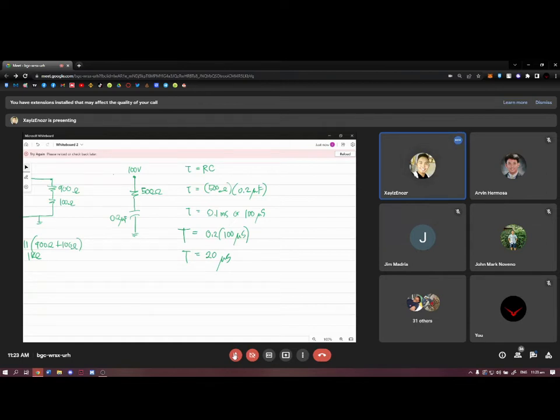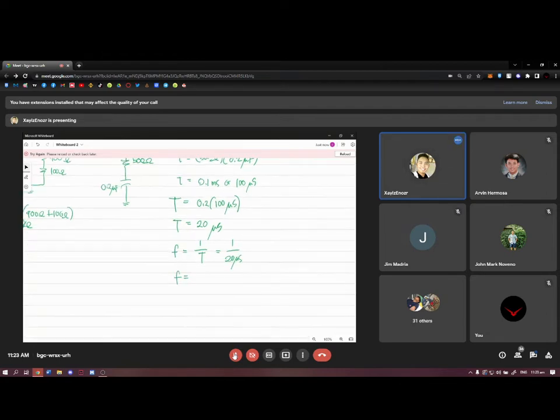So tinatanong frequency. Ano yung formula ng frequency given the period? Frequency is reciprocal ng period or 1 over T. That is 1 over 20 microseconds. So our frequency therefore is ilan? 50 kilohertz po. That's 50 kilohertz. So that's this. May question?